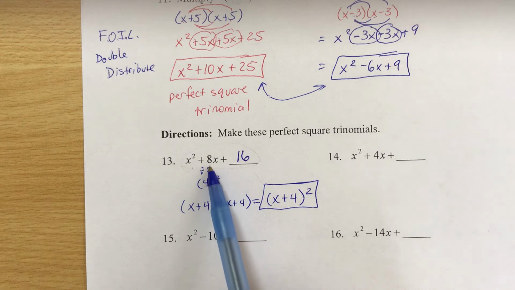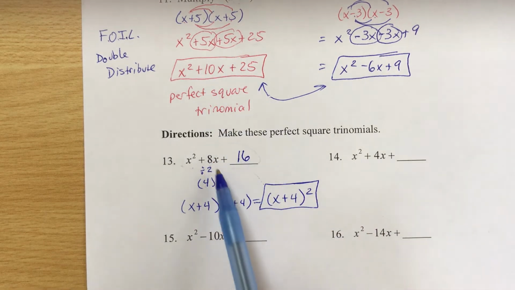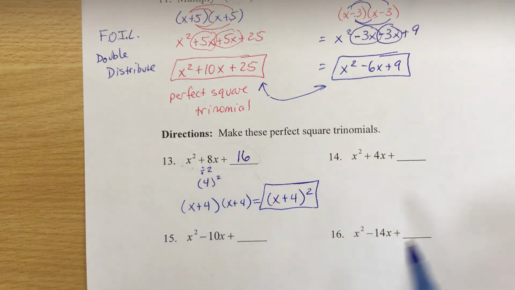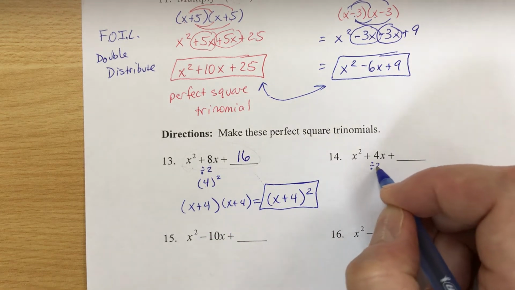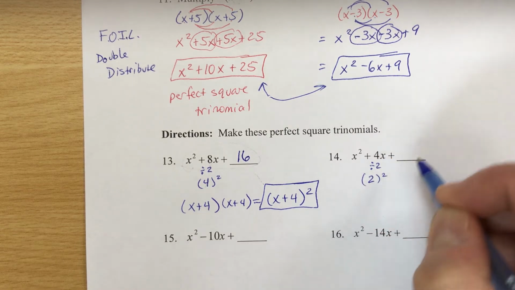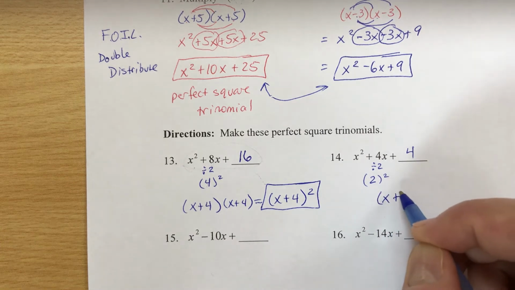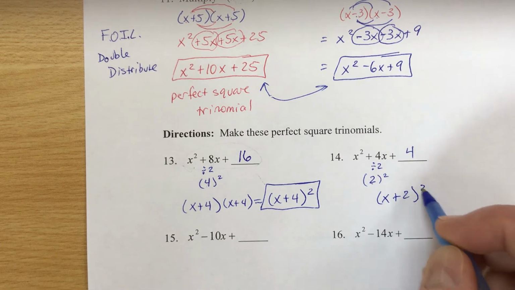So I divide by 2. I take half of that because I have 2 of them. Take half of that and then square it. So half of 4 is 2, so it's like a 2x and a 2x. 2 times 2 is 4. Now the binomial is x plus 2 squared.